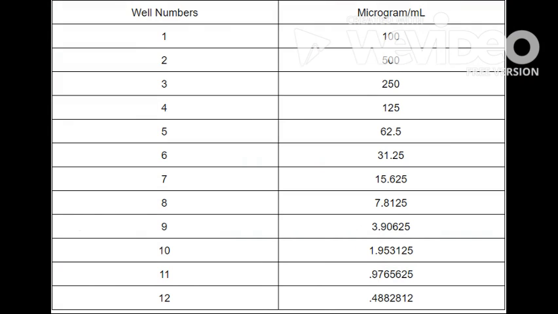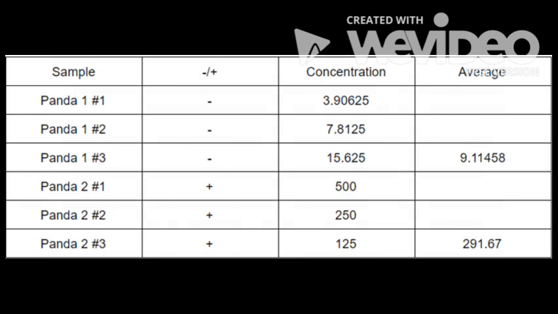The fluid goes from 1,000 microliters and is micropipetted gradually until well 12, where the fluid is about 0.5 microliters. This graph demonstrates that Panda 2 had a concentration of 291 microliters, whereas Panda 1 had a concentration of 9.11, showing that Panda 2 had a greater concentration of the hormone.